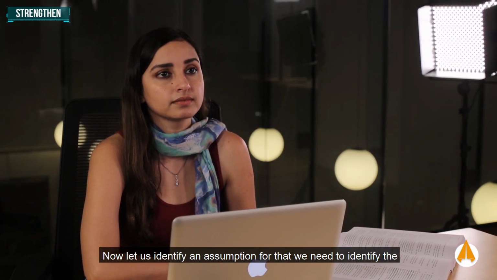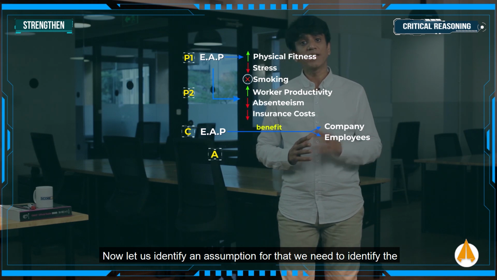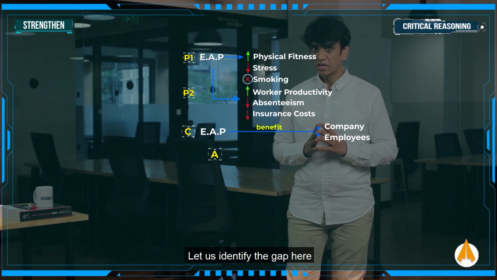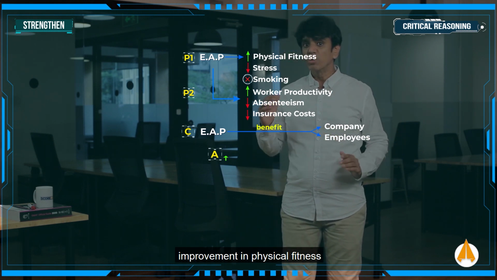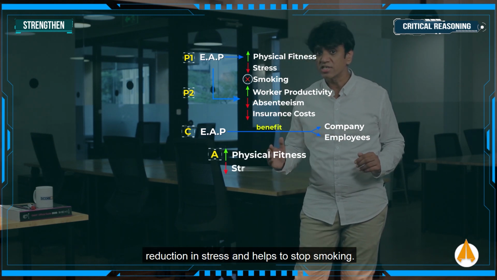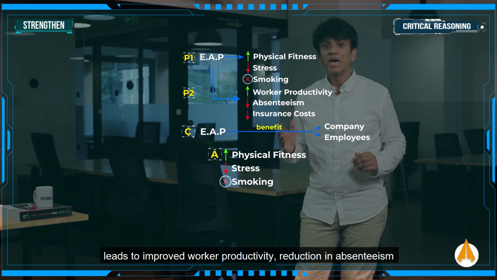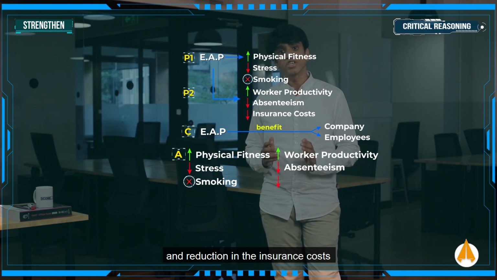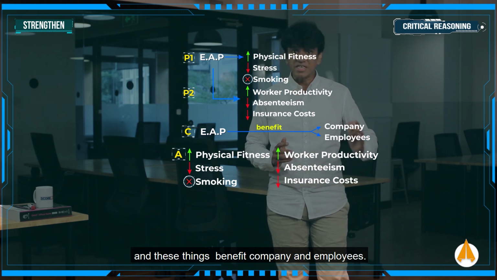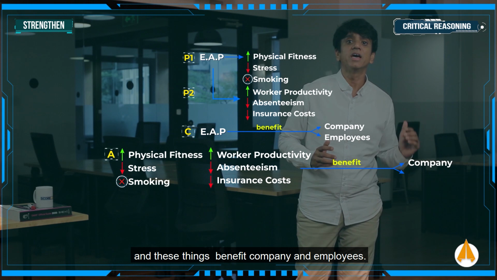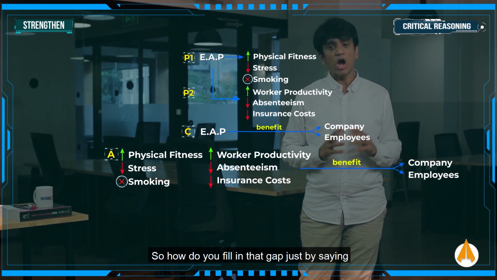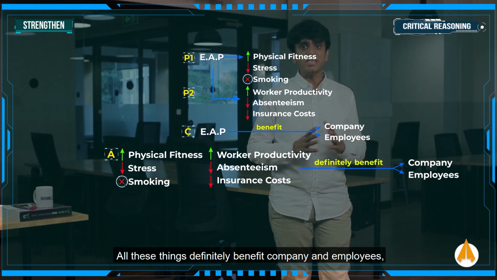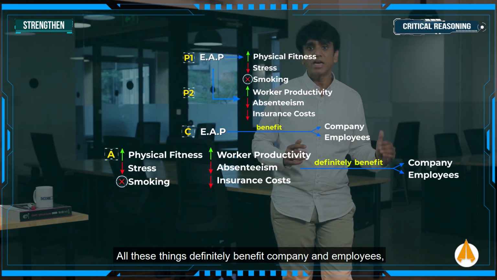Now, let us identify an assumption. For that, we need to identify the gap between the premise and the conclusion. Let us identify the gap here. In premise, we got improvement in physical fitness, reduction in stress, and help stop smoking, leads to improved worker productivity, reduction in absenteeism, and reduction in the insurance cost. And these things benefit company and employee. So how do you fill in that gap? Just by saying definitely benefits. All these things definitely benefit company and employees.